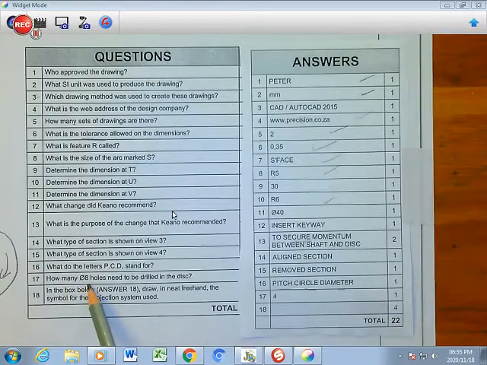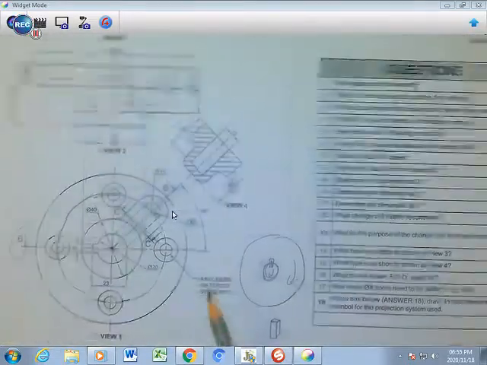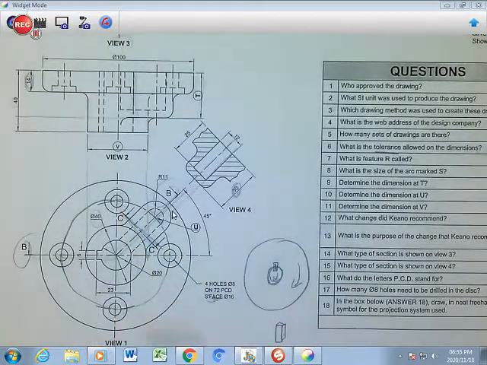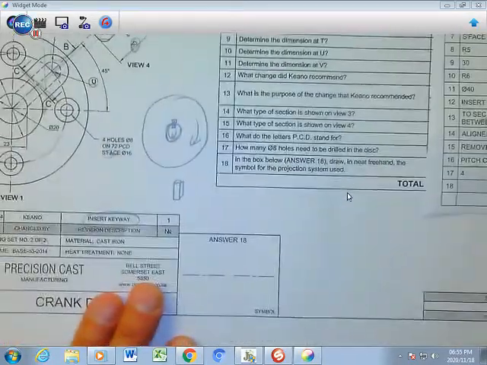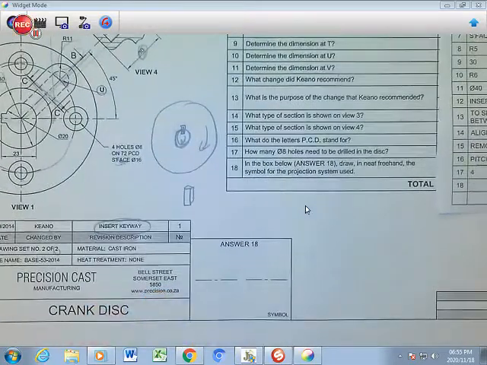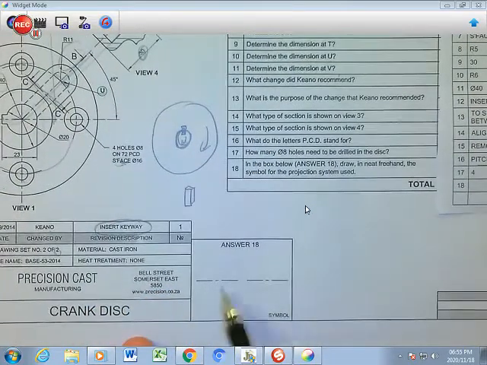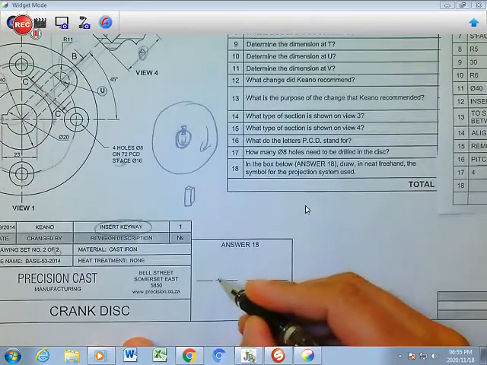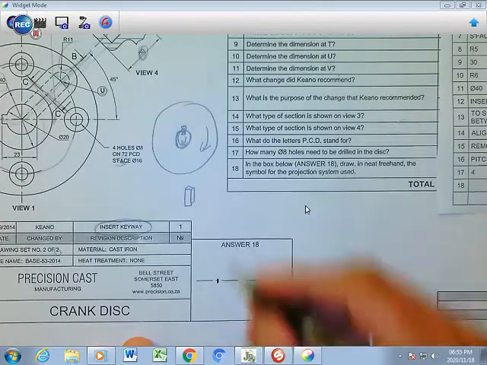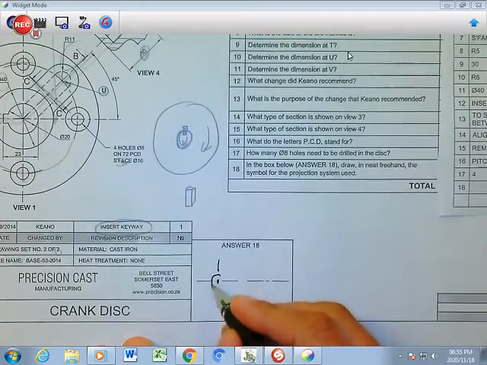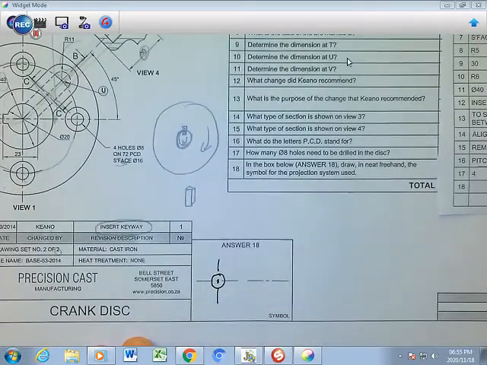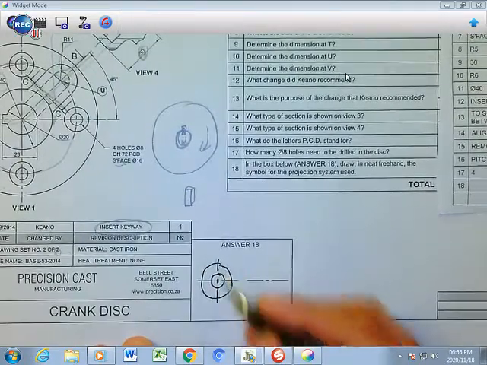How many diameter 8 holes need to be drilled in the disc? And that's simple: 1, 2, 3, 4. That's your answer there. And then lastly, in the space provided here, we need to draw the proper symbol, and please make sure that you understand that symbol. So that line is given to you. This is how you start. Draw a little cross there, and a long line here, and a long line there. That's the first thing. Then you draw a small circle around that cross there, and then a big circle around that cross there. That's where you start.